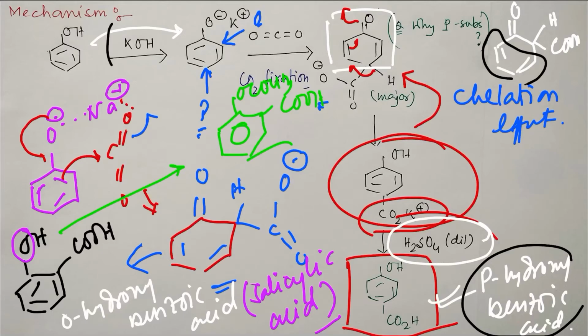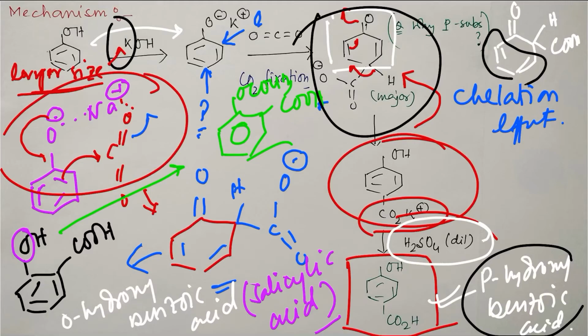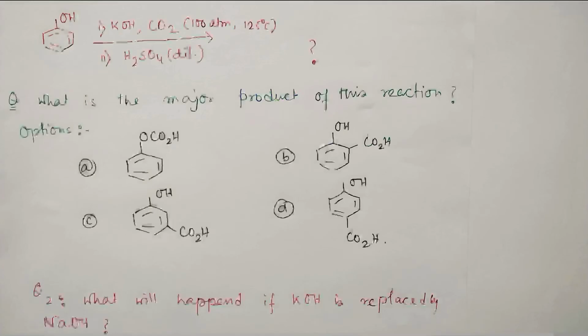That by changing the metal ion, that is potassium or sodium, the selectivity of the product completely changes. Why can chelation not happen in this case? This is because the larger size of potassium doesn't allow the chelation. Okay, because the transition state, you can see here, is ring type in nature. So if one atom is very large, then formation of the ring is difficult, so the reaction cannot happen. Fine. So the answer to our today's question is para-hydroxybenzoic acid.